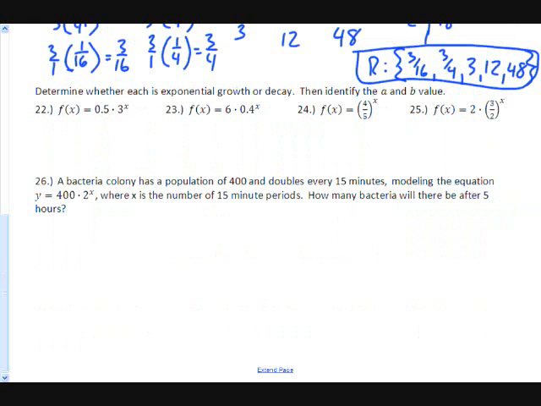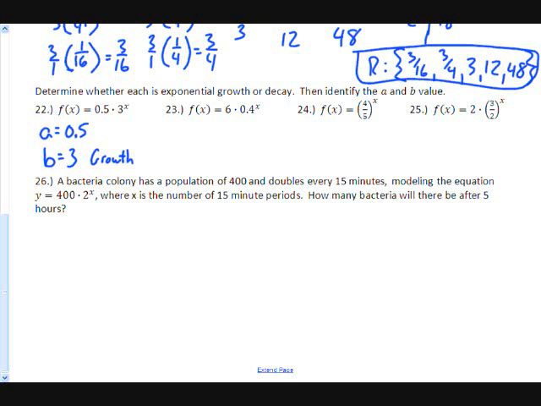For these next couple, it asks us to determine whether the exponential functions are growth or decay, and then to identify the a and b value. Remember, for growth or decay, we just look at the b value. And for number 22, real quickly, let's identify a and b first. A is the 0.5. It's always the number out front. It's the thing we're multiplying by. And then the b value is the thing being raised to a power. And this one is 3 raised to a power. So the b value is 3. Since the b value is greater than 1, this one's going to be growth.